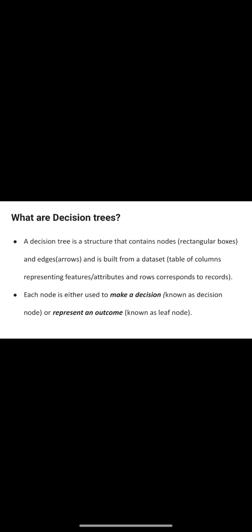This dataset may be a table of columns representing features or attributes, and rows corresponding to records. Each node is either used to make a decision or to represent an outcome. The node which is used to make a decision is known as a decision node, and the node which is used to represent an outcome is known as a leaf node.